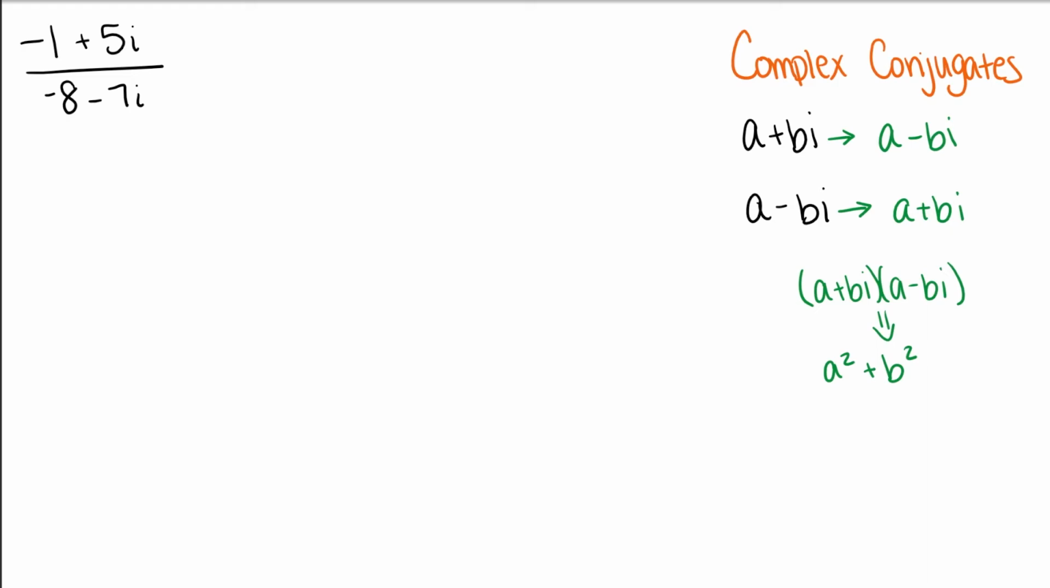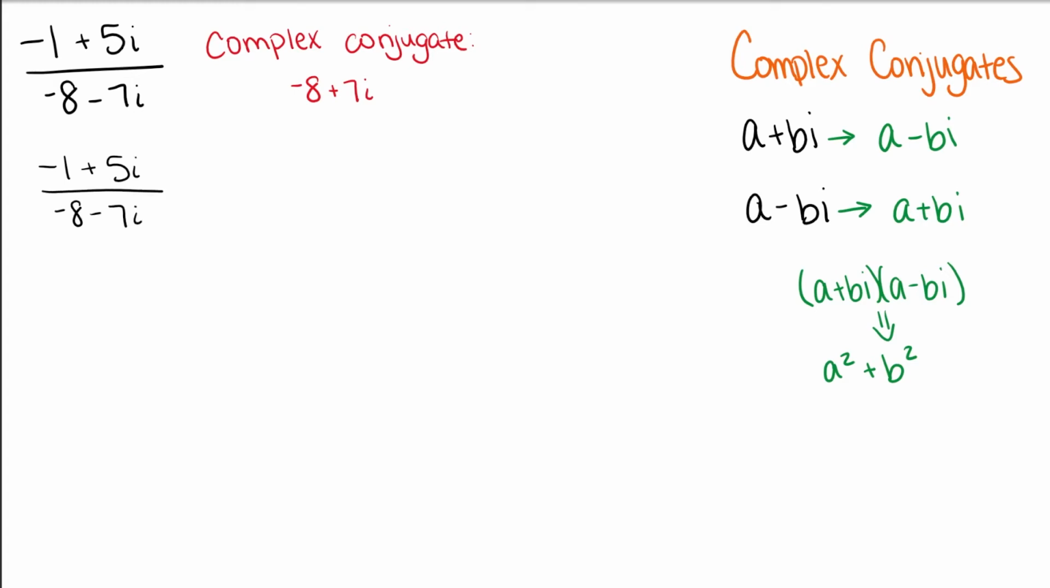Our complex conjugate, remember we're looking at our denominator, so the complex conjugate for our imaginary number will be negative 8 plus 7i. We're just changing that sign in between our real number and our imaginary number. So we're going to multiply our numerator and our denominator by that complex conjugate.